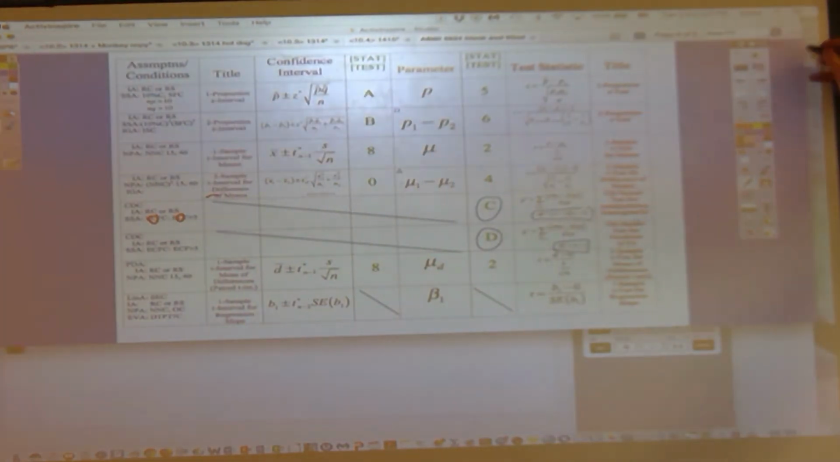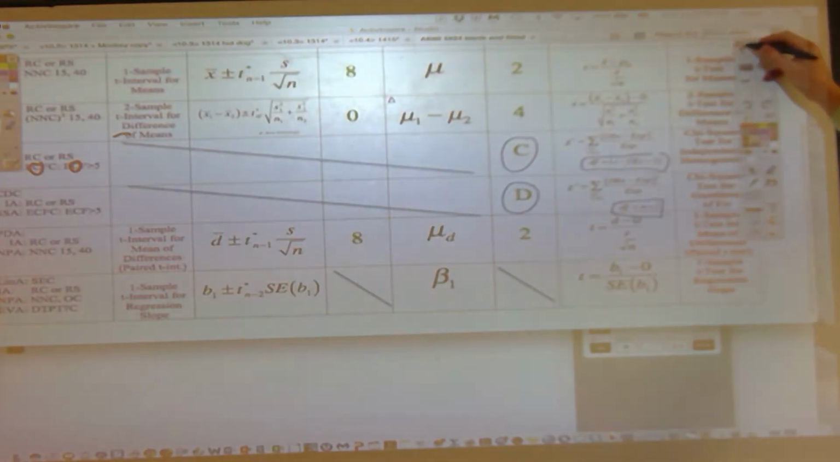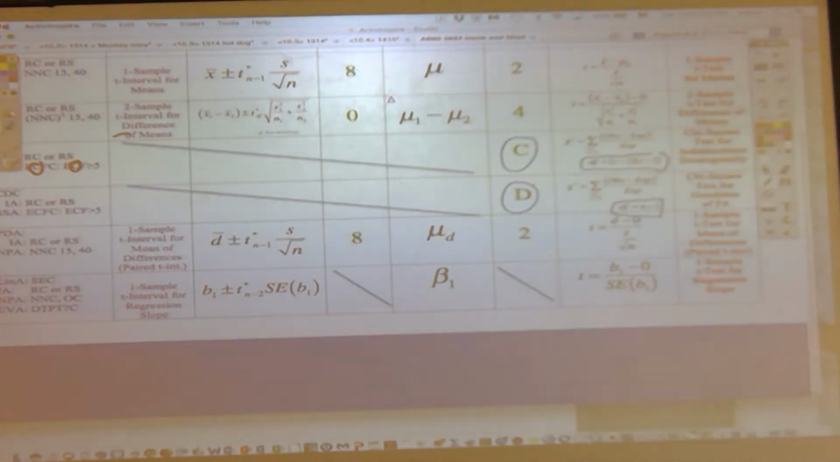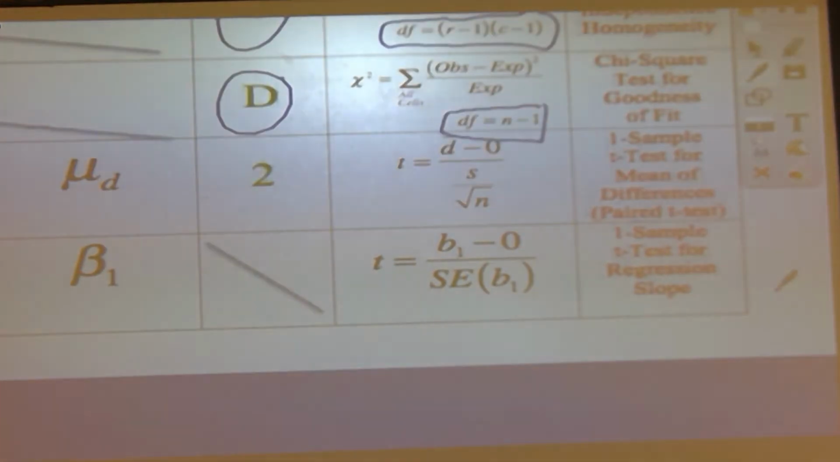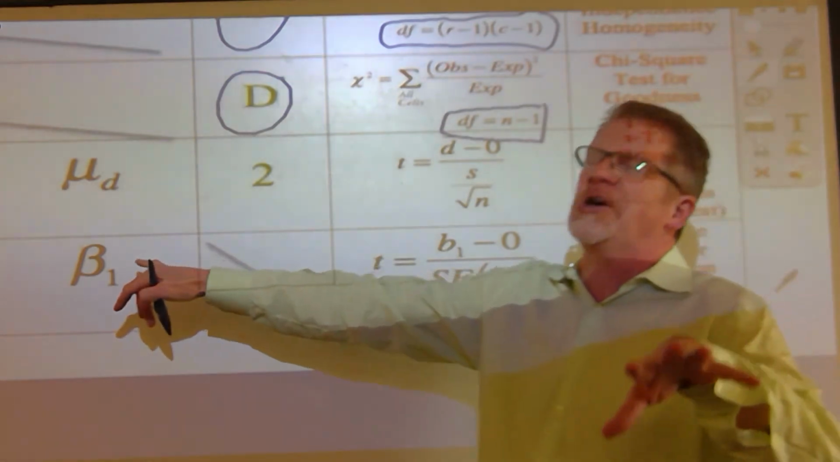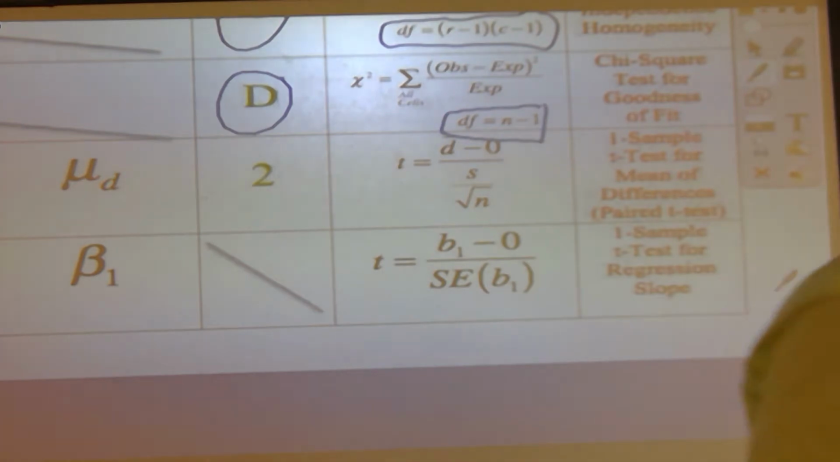Okay, here we go. The last row of the AB80 chart is a one-sample t-test for regression slope. Let's take a look at what the parameter is. The parameter is beta 1. We want to trap the true slope of the line of best fit. Okay, so we got a scatter plot, and it's really just one sample. The scatter plot is itself a sample.